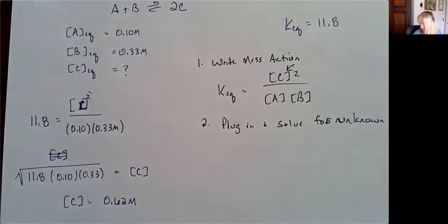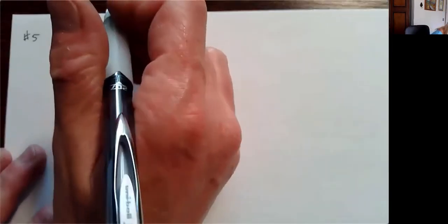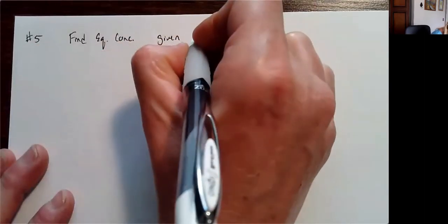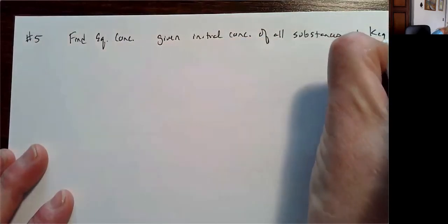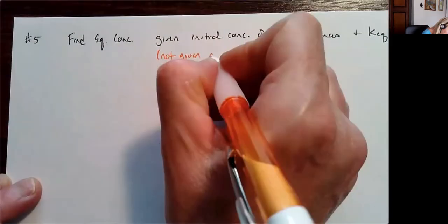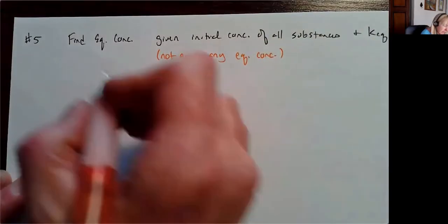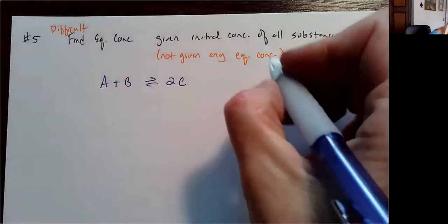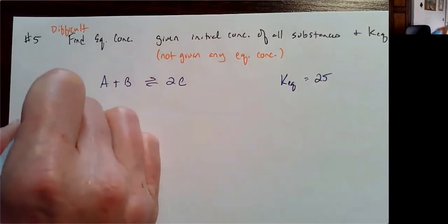The fifth way is going to require an entire sheet of paper here. I want to find my equilibrium concentrations, and these are the pieces that I'm given. I'm given initial concentrations of all substances and KEQ. What I'm not given is any equilibrium concentrations. This is going to make it hard. This is my difficult problem, where my equilibrium constant is 25, and then my initial concentrations are this.